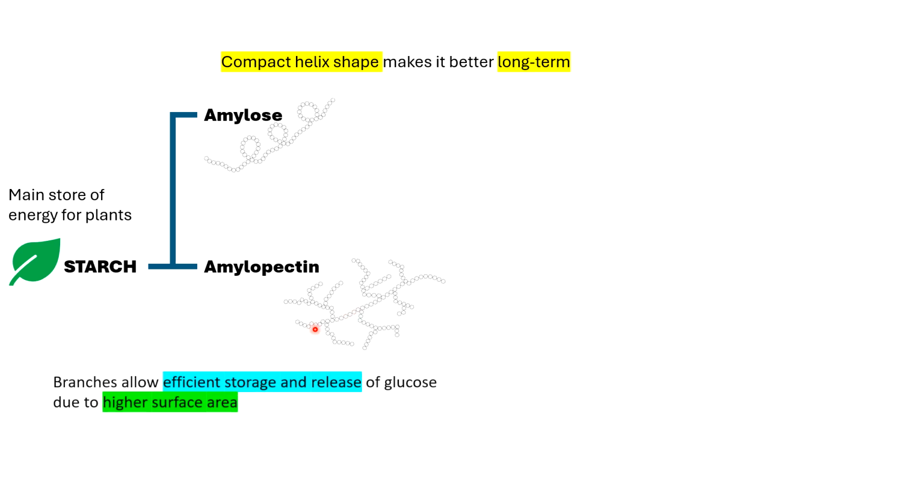Now, the branches of amylopectin allow efficient storage and release. Okay. So efficient storage because of the branches we can fit the starch into tighter spaces, okay, compared to the compact helix shape. And the release is also faster because there's more surface area, okay, to then break it down and transport it through the fluid, okay. Now it is less efficient long term as it takes up more space.